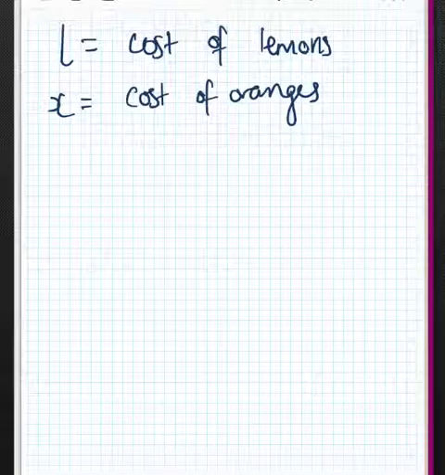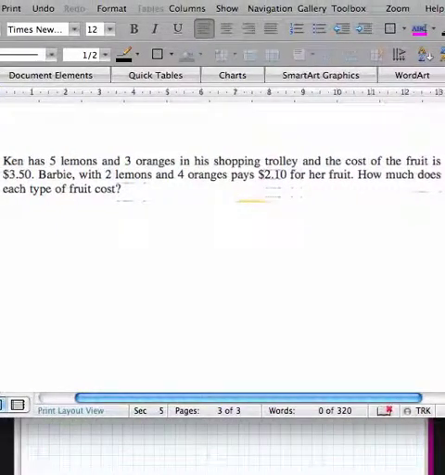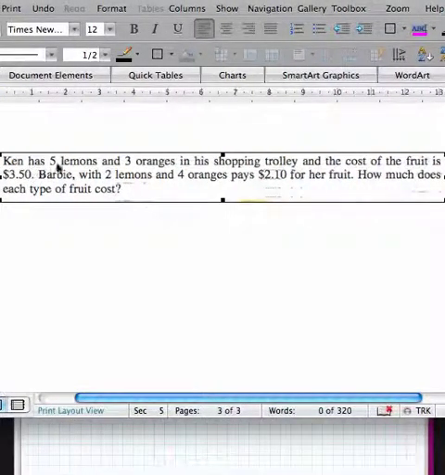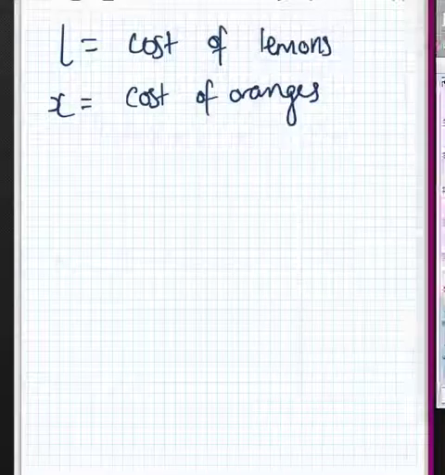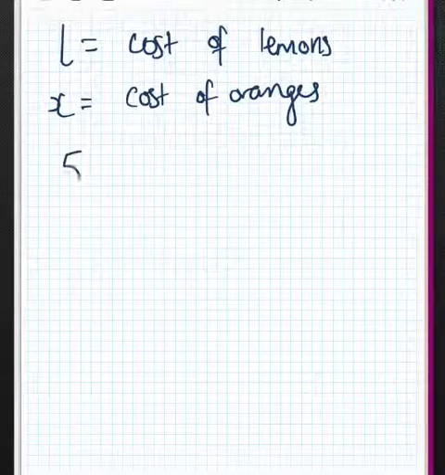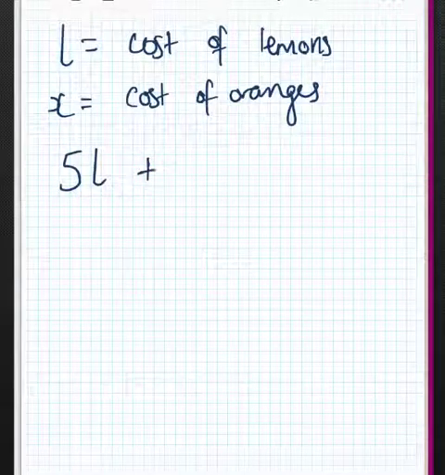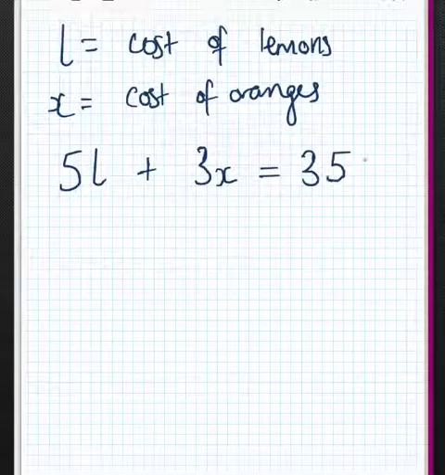Now, can you come up with two equations from this information? In our first sentence, Ken has 5 lemons and 3 oranges. How much did it cost in total? It costs $3.50. Because we're dealing with value, we'll have 5L for lemons plus 3X for oranges is equal to a total of $3.50. I'm going to write 350 cents. Just times it by 100, but later on in your answer, divide it by 100 to have it in dollars and cents. Just don't forget that.